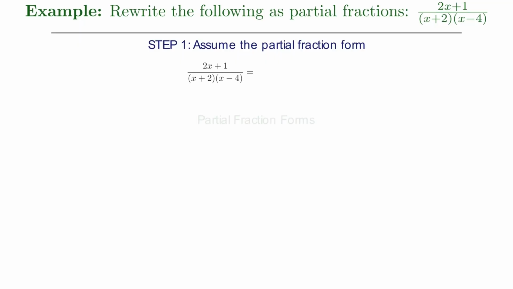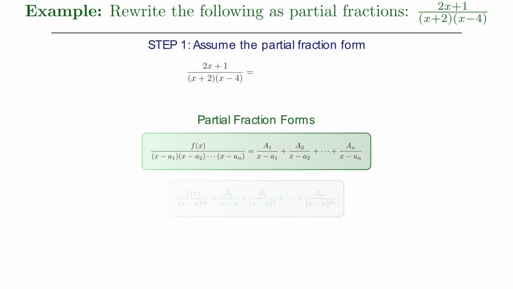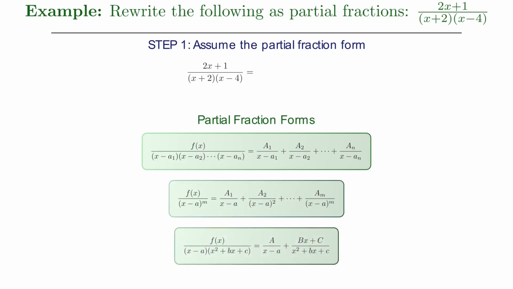So looking at the table, we can see in this example we have distinct linear terms in the denominator. So this means that the partial fraction form is going to be (2x + 1) over (x + 2)(x - 4) is equal to A over (x + 2) plus B over (x - 4).